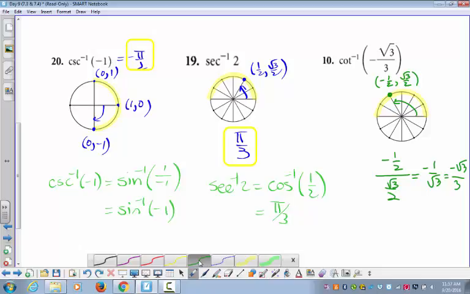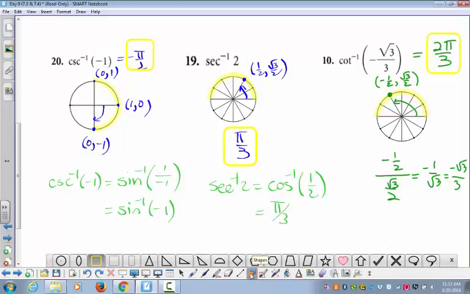Yeah? And what's that angle? Try again. Unless I misheard. What's that angle? 2pi/3. Yeah. Maybe that's what you said. I only heard pi/3. That's why I was asking for a redo. All right, is that okay with everybody?